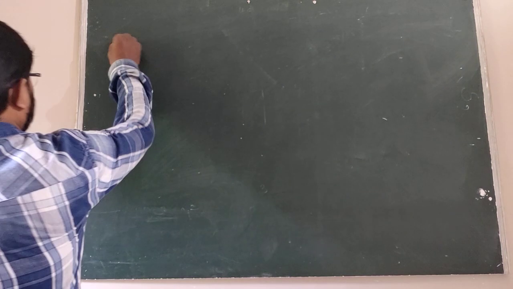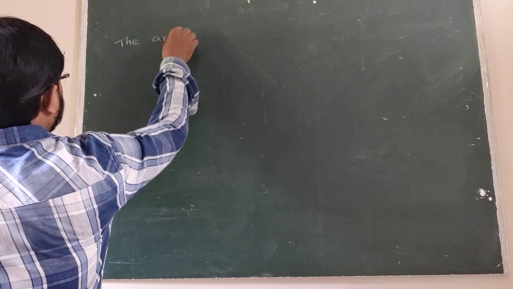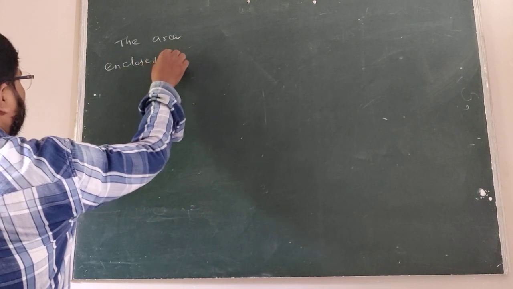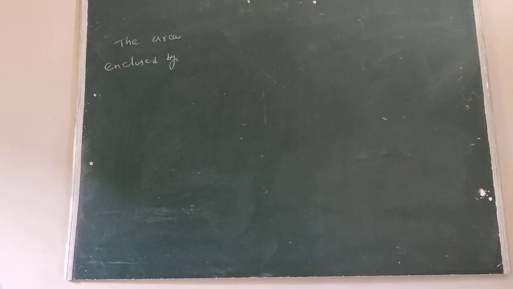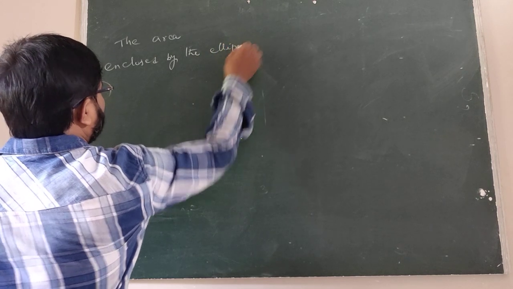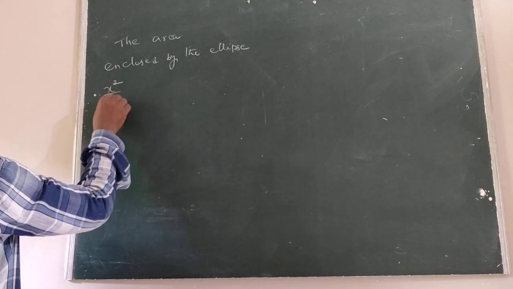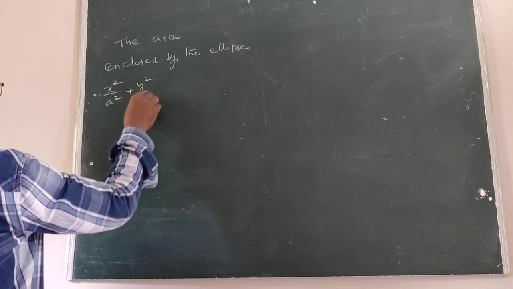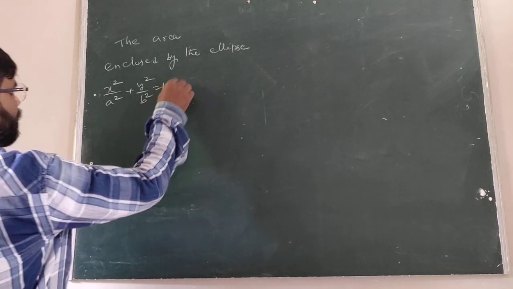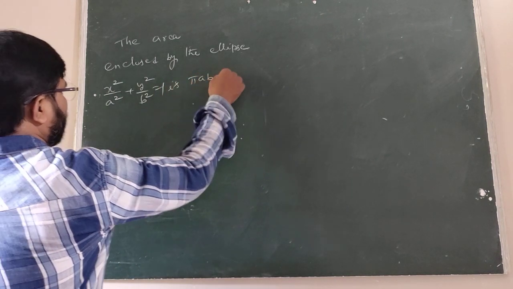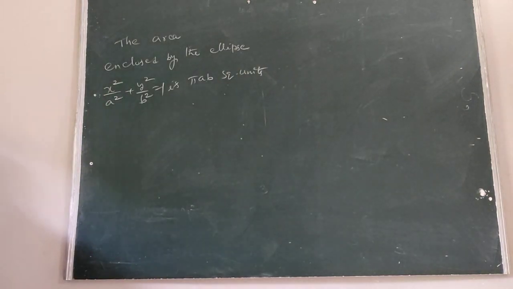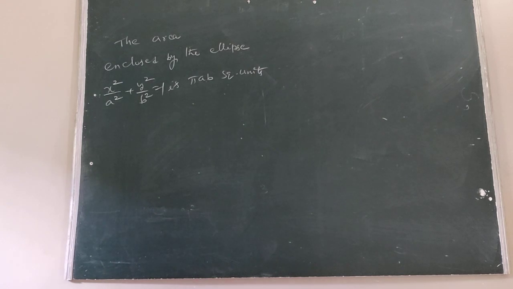The area, this is one of the important ones. The area enclosed by the ellipse x square by a square plus y square by b square equal to 1 is pi ab square units. Pi ab square units.